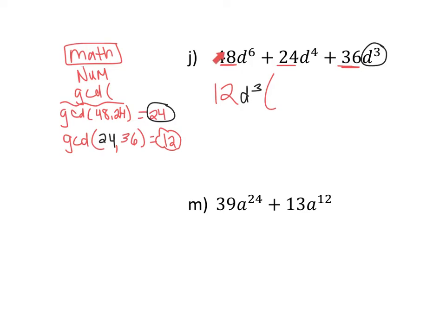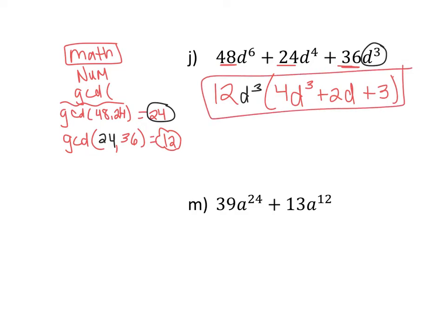Okay. 48 divided by 12 is 4. D to the 6th divided by d to the third. You keep the d, subtract the exponents. 24 divided by 12 is a positive 2. D to the 4th divided by d to the third is a single d. 36 divided by 12 is a positive 3. And d to the third divided by d to the third cancels to be 1. So I don't need to write it. And I don't need to write the 1 again because there's a 3 there. I don't need a 1 as a placeholder. Okay?